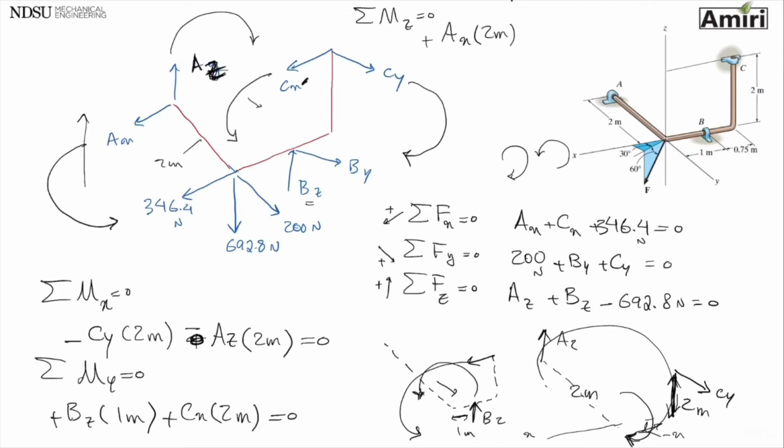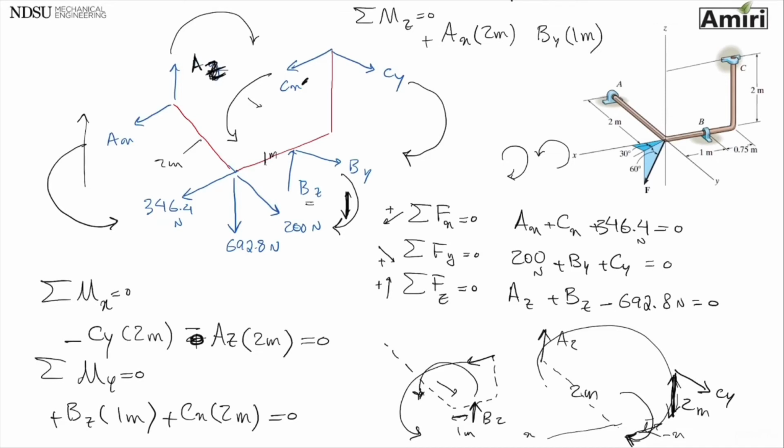And the only, I see two other forces. I see BY also. BY is trying to rotate about z-axis. Sorry, it's pointing down. And if I use my right hand rule, I'm going to have a BY at a distance of 1 meters.